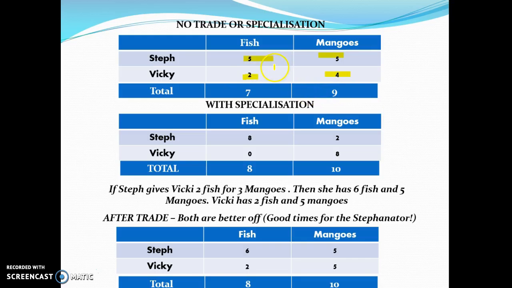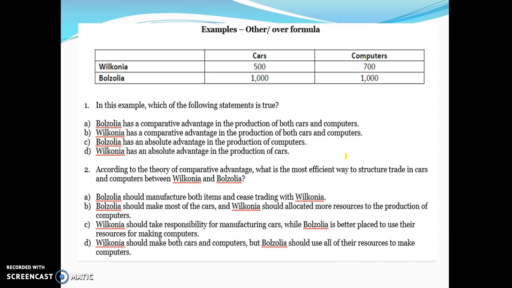If they specialise, they want to specialise in where they have comparative advantage. So for Steph, the opportunity cost of a fish is 1 mango, and the opportunity cost of a mango is 1 fish. For Vicky, if she wants to produce a fish, she has to give up 2 mangoes, 4 divided by 2. And for Vicky to produce a mango, she only has to give up half a fish, because she's quicker at producing mangoes than fish. So basically what ends up happening is, because Steph has comparative advantage in fish and Vicky has comparative advantage in mangoes, Steph produces mainly fish and Vicky produces mainly mangoes, and they trade to become better off. This is the example I gave you in class.